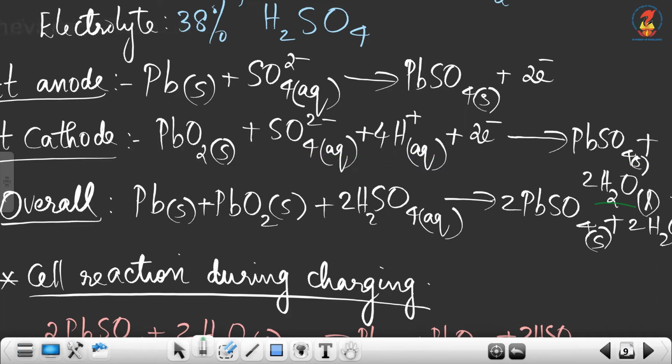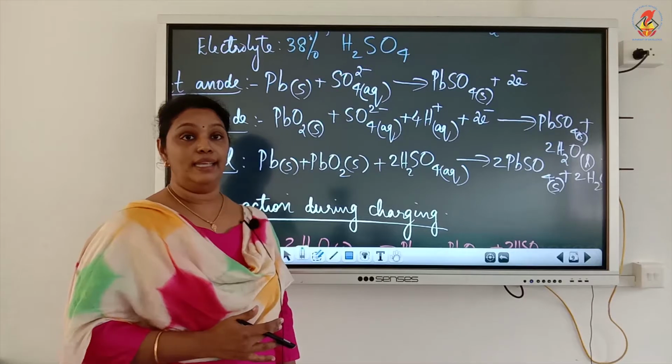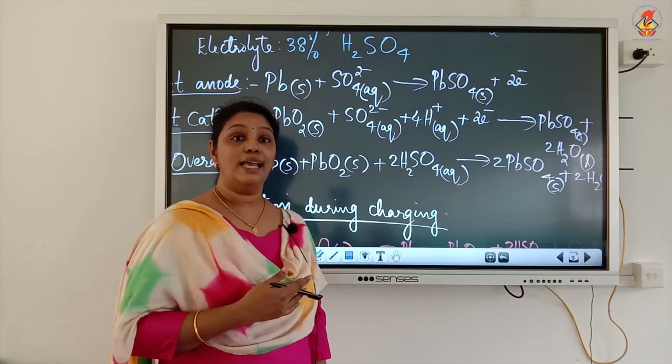Now, let's see the overall reaction. In the overall reaction, you can see on the reactant side, we have Pb plus PbO2 plus 2H2SO4. That is, here we have 4H plus and here we have 2SO4 2 minus, so we can write it as 2H2SO4. Now, 2 electrons and 2 electrons get cancelled. On the product side, we have 2PbSO4 plus 2H2O. So, this is the overall reaction. That is, we get lead sulfate and water as the product in the overall reaction during the discharging of lead storage battery. Now, let's see what happens to the reaction when the cell is charged.